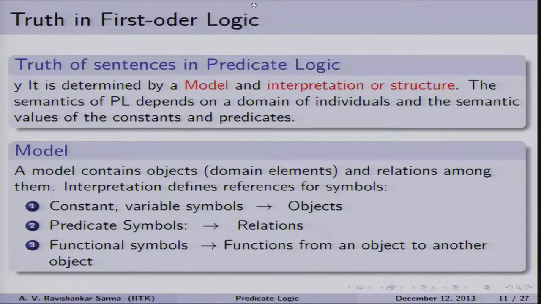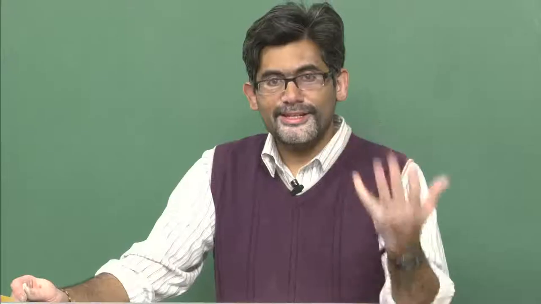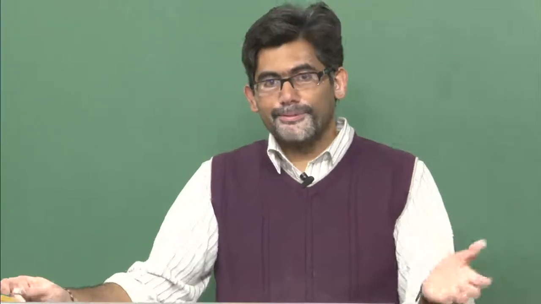So what are the things which are there in predicate logic? Constants, predicate symbols, functional symbols and variables. Constants and variable symbols should find some kind of object in the domain, predicate symbols have some kind of relations in the domain D, and the functional symbols have some kind of corresponding thing in the domain, that is functions from an object to another object. Now the definition of interpretation is like this. Interpretation means assigning truth values to a given formula in the case of propositional logic. So it's not as simple as in the case of propositional logic.